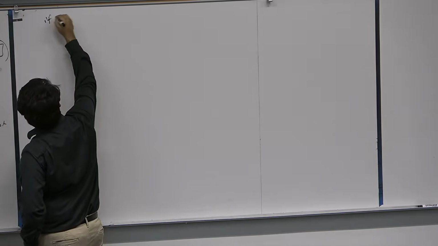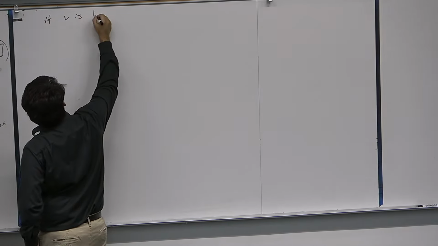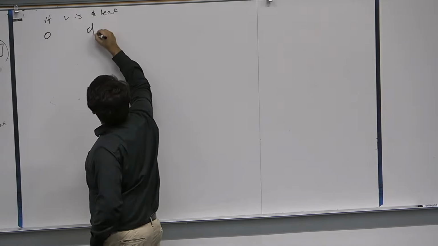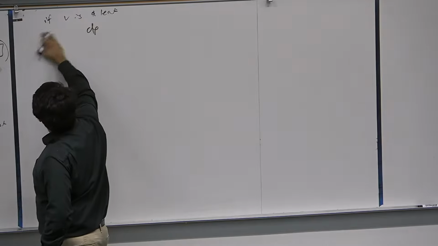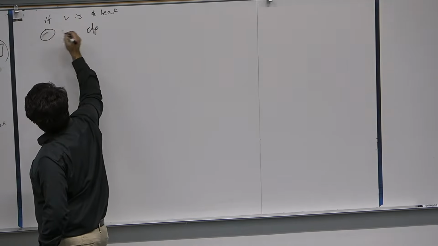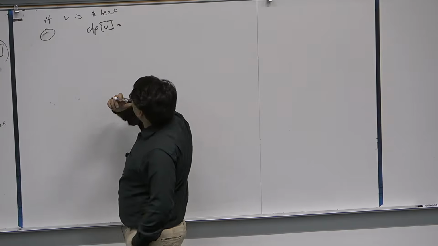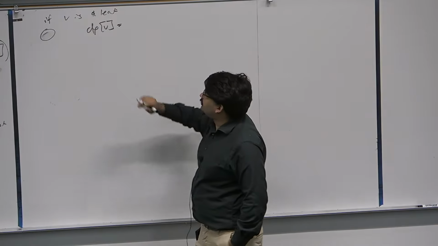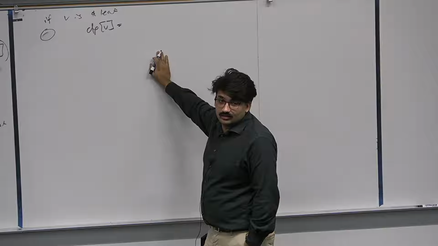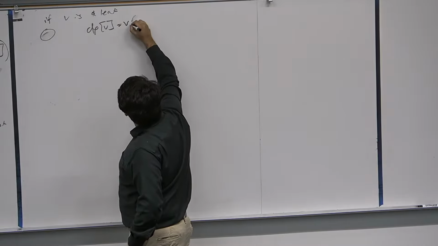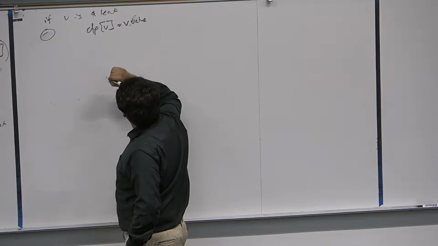If V is a leaf, DP of V should be what? And this is not a 0, this is a circle. The value of V. Yeah, I don't have my notation good. What should we call that? V dot val. V dot value, okay.